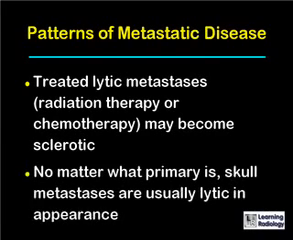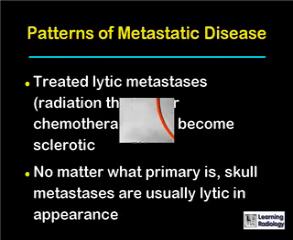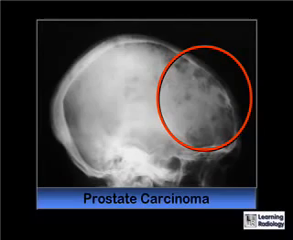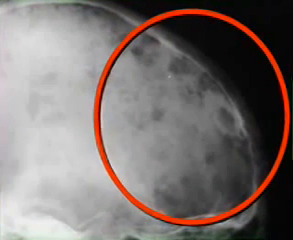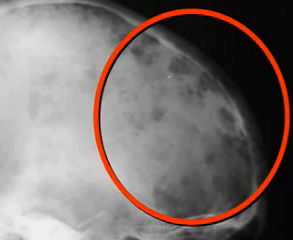Generally speaking, no matter what the primary is, skull metastases tend to be lytic in appearance. This is an example of metastatic disease from the prostate, almost always osteoblastic in appearance, in which there are lytic metastases in the frontal bone and parietal bones of the skull.